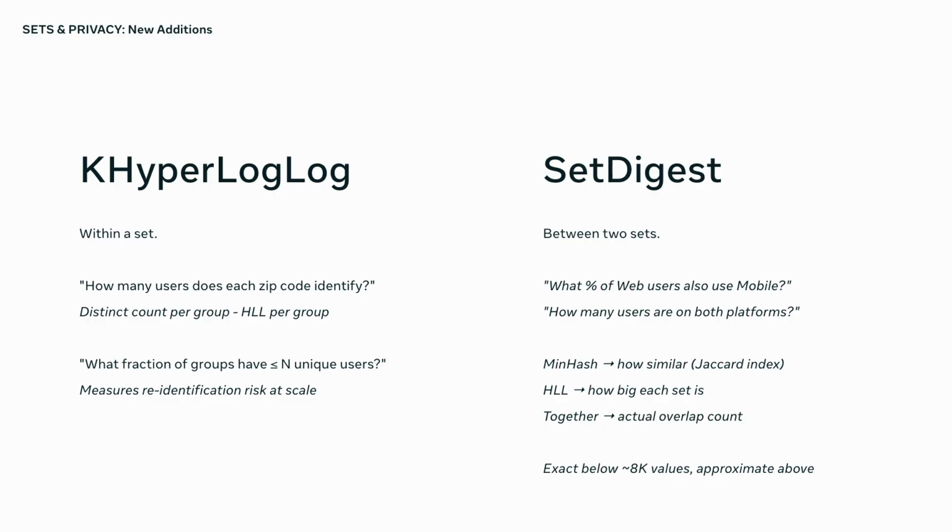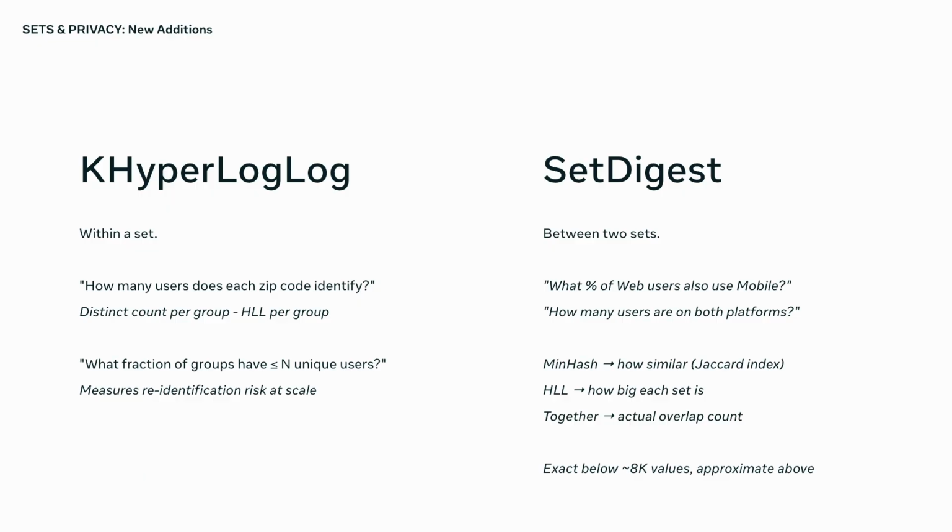Now the next data structure is SetDigest. This solves a cardinality problem, but more in the set space. For example, what percentage of web users also use mobile? This is a set overlap question. Or if you look at how many users exist on both platforms, web and mobile, this is a set similarity question. This uses the same data structures that you have in KHyperLogLog, min hash and HLL, and together it gives you the overlap count.